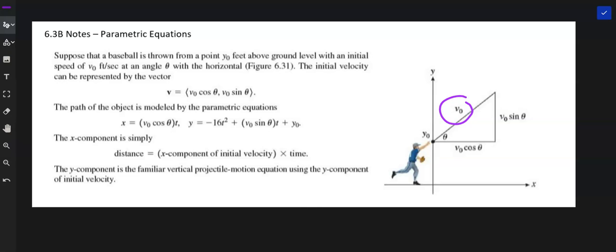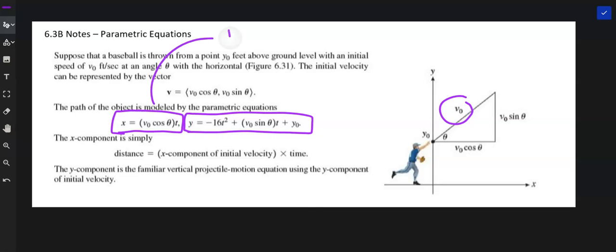These equations are something that you need to know. They are the same in every single one of these objects thrown problems. You've got your x equation and your y equation. To be quite honest, your x equation is based on distance equals rate times time, the good old dirt formula. The rate is v sub 0 cosine theta.